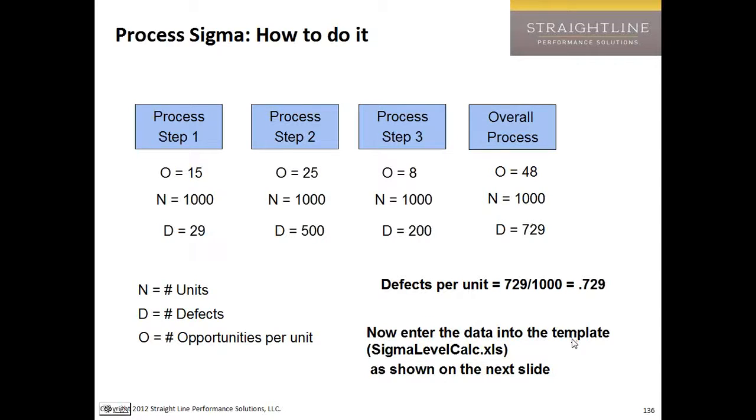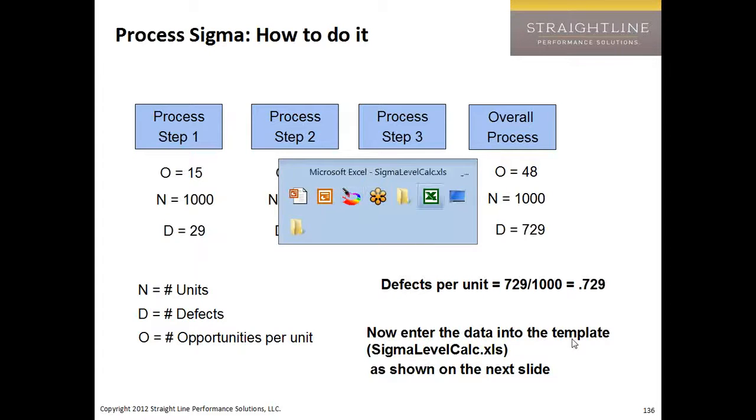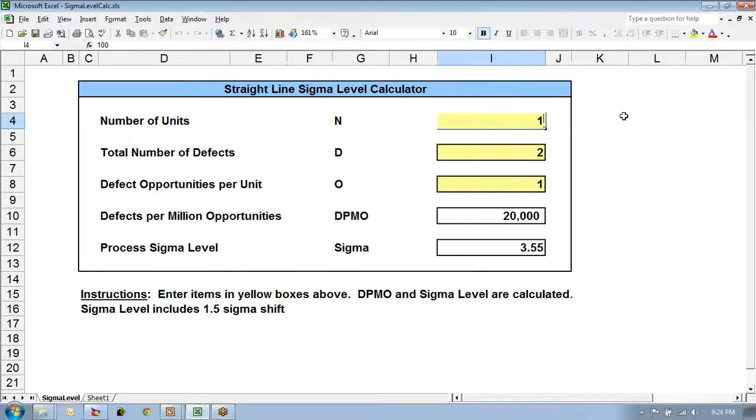And in either case, we can go into our sigma level calculator template, which I'm going to show you in just a moment, and we're going to calculate this out. So let's just kind of write it all down, and we can see by entering it in. In this case, we have 1,000 units. The total number of defects we had was 729, right? And the defect opportunities per unit was 48. And there it is. It comes out with 15,188 and a sigma level of 3.7. So that's what we get when we're looking at that particular sigma level.